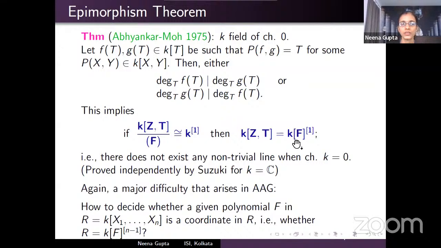Again, a major difficulty in the area of affine algebraic geometry is to decide when a given polynomial f is a coordinate. For two variables, one can decide this by using the automorphism structure of K[x,y], but for n greater than 2, so for any polynomial ring in n variables, it's very difficult to decide whether f is a coordinate.